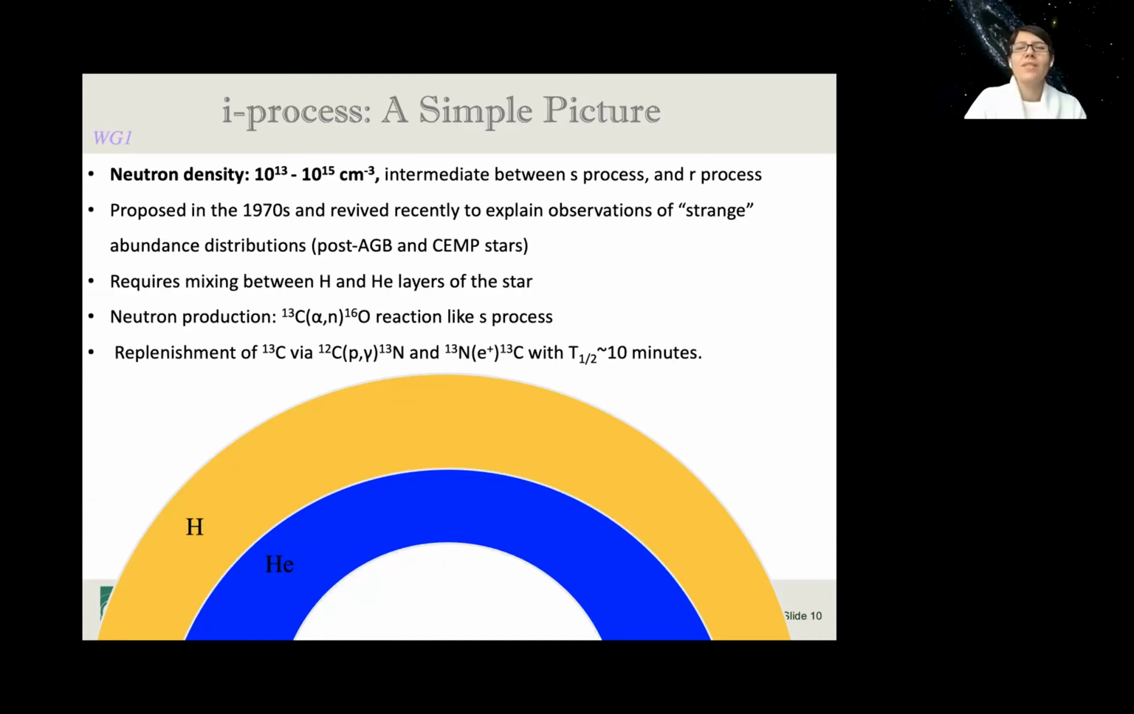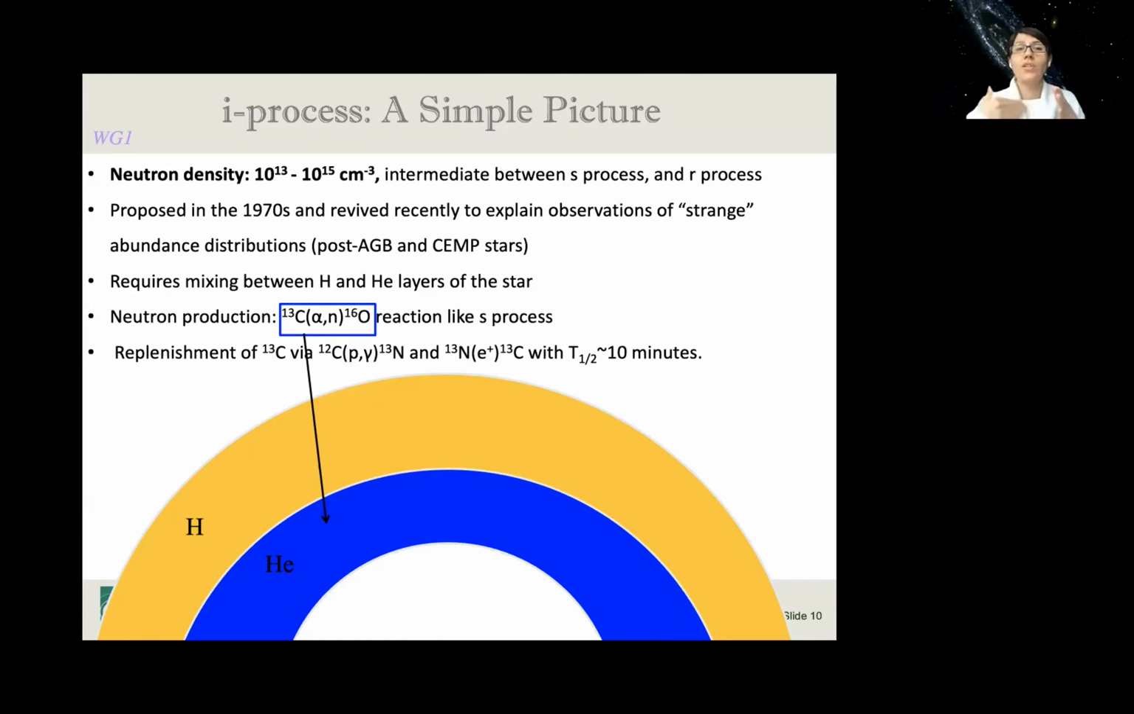So the way it works is that you need a neutron source that will give you that many neutrons. The neutron source is most probably carbon-13 alpha n. And to do that, you would need to be sitting in this helium layer of my simplistic cartoon model of a star. But this is also a reaction that gives neutrons for the s process, not just this one, but it is one of the reactions. And it only gives neutron densities up to 10 to the 8 or something like that. So you need a way to get more neutrons than what you would get from an s process.